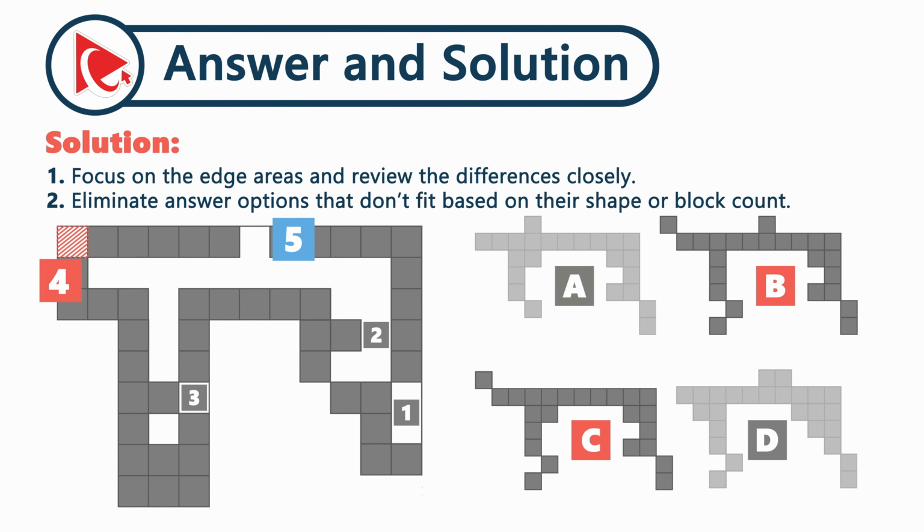Edge area 4 has 1 missing block, but unfortunately it's not helpful, because this pattern still exists in choices B and C. Well, our last hope is the edge area 5. Let's see if it's going to be helpful. And voila! I think we're getting closer to the right answer, because now we can eliminate the choice C.